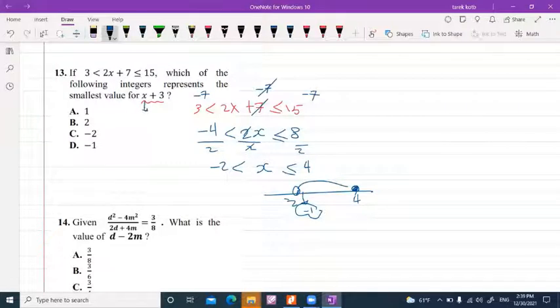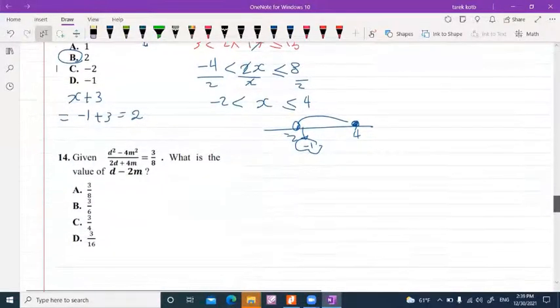I'll place it here because he is asking for the smallest value. So x plus 3 is equal to negative 1 plus 3, which is 2. Do you understand this? Why do I take the negative 1? Because this is the least value of the range from negative 2 to 4, such that we are not including the negative 2.